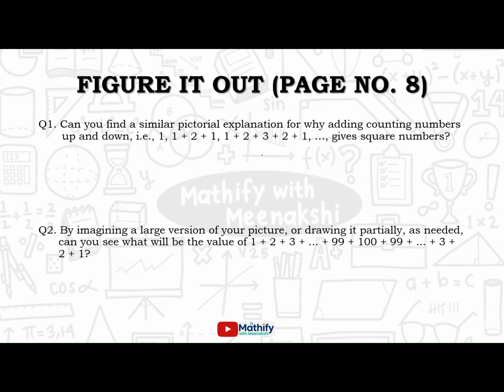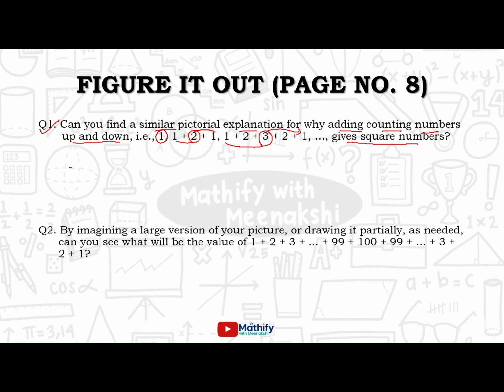Now let's move to Figure It Out, that's on page number 8. Question number 1. Can you find a similar pictorial explanation for why adding counting numbers up and down will give you square numbers? Just see carefully. First is 1, then 1 plus 2 plus 1. That means first you will go till 2 and then down till 1. Here, adding up till 3 and then down till 1. So you have to always see the highest number.